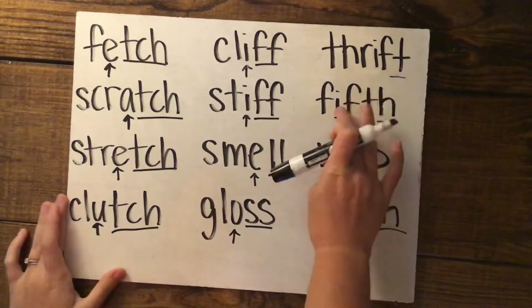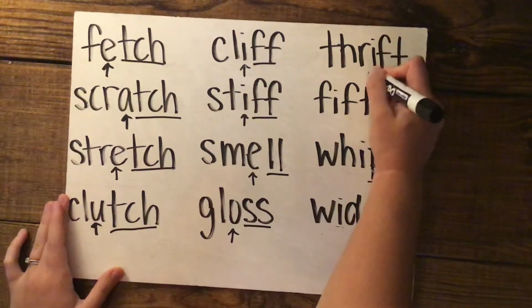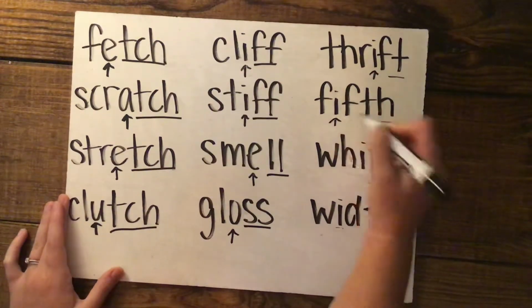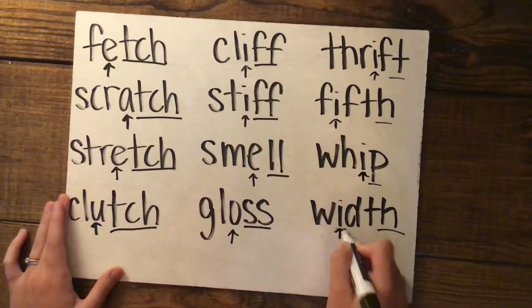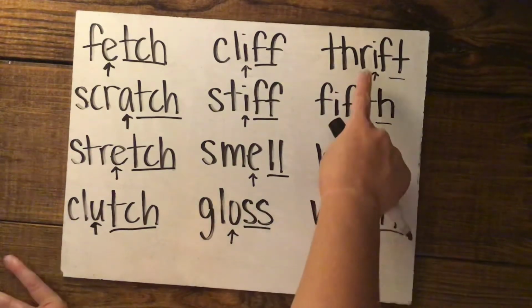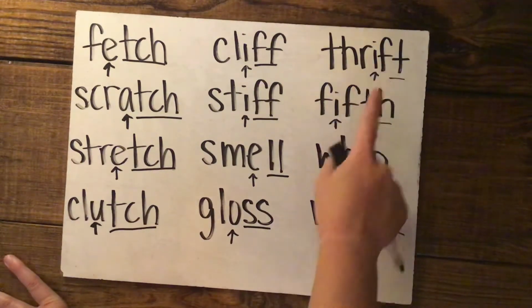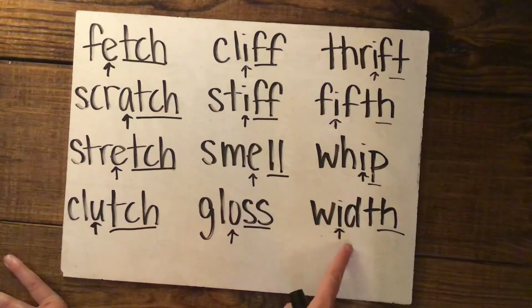So actually, I'm going to get rid of these lines and I'm going to draw the arrows like I've been doing. So they're all going to have the I sound. All right. Some of these might be a little tricky, and that's okay. I'm going to read them first. I just want you to follow along. After I'm done reading, we'll read them together. So here we go. We have thrift, fifth, whip, and width.